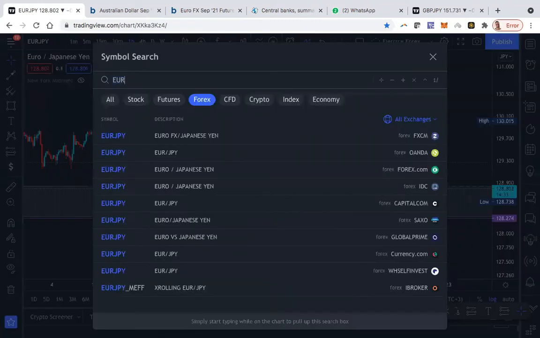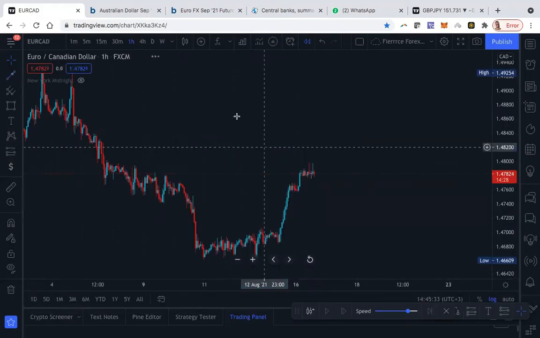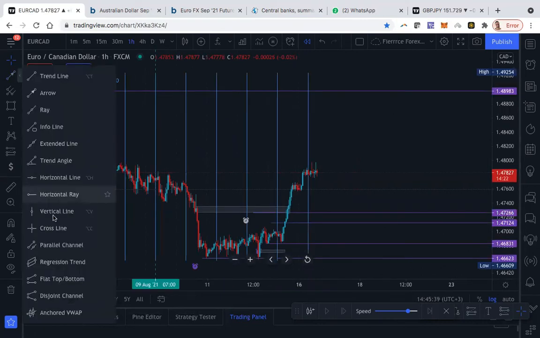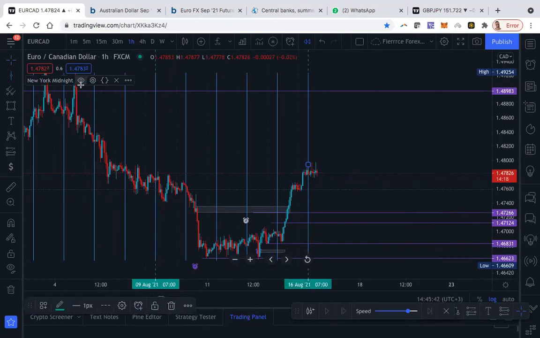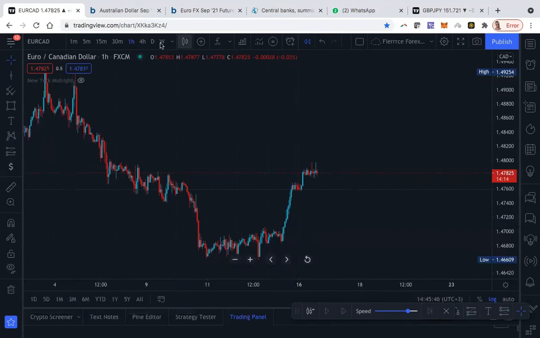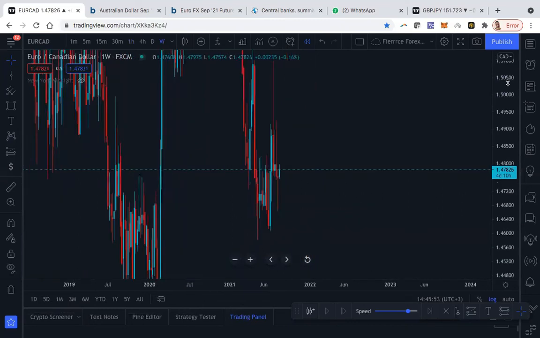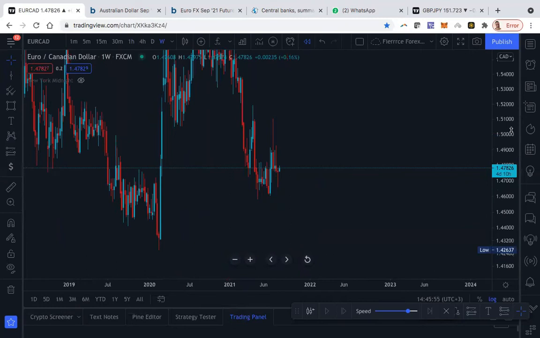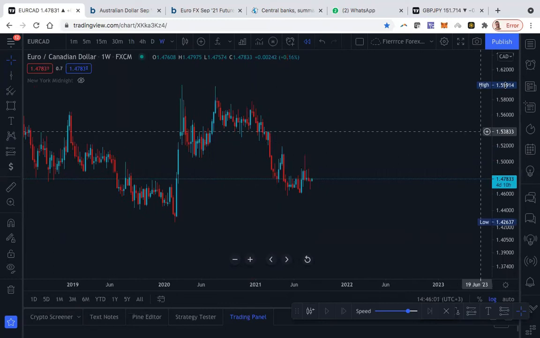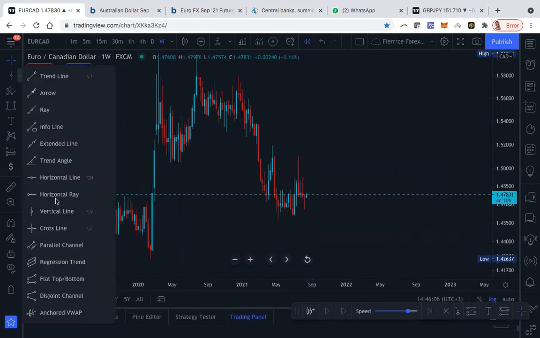So let me look at Euro CAD. Sorry, let me just clear my chart. Let me look at the weekly. So guys, this is just an analysis. I'm not teaching anything. I'm just looking and prepping for the charts, giving you guys an idea of how I think things are looking in the market, and then maybe you might find the information useful, hopefully.